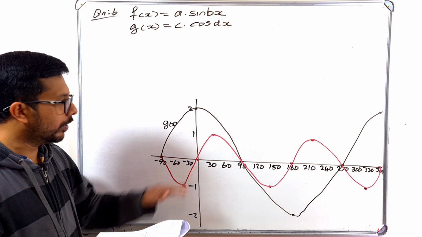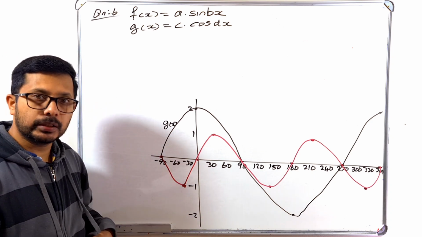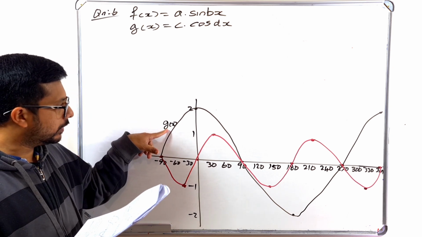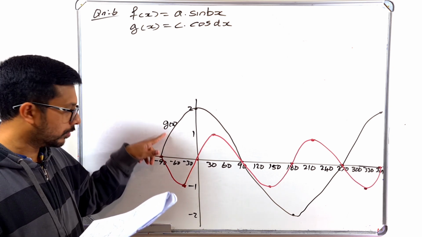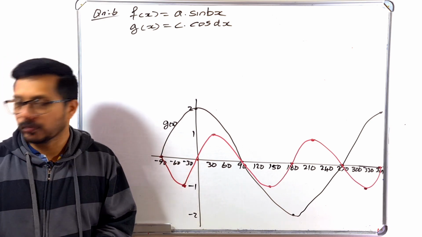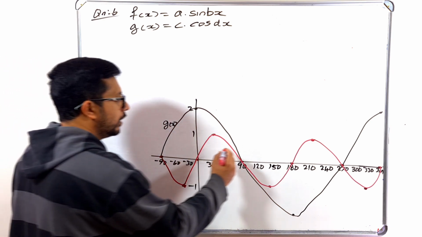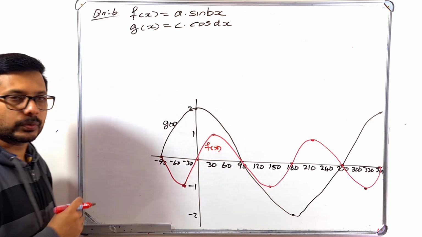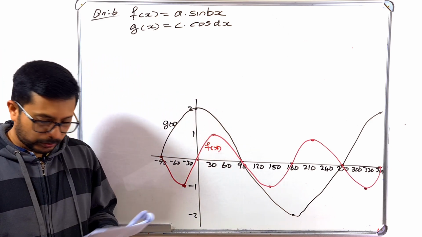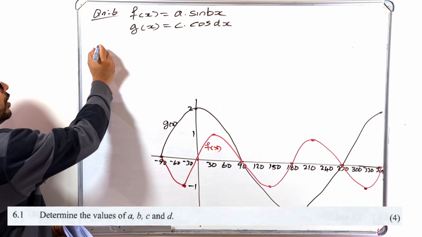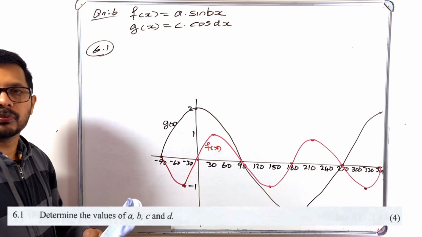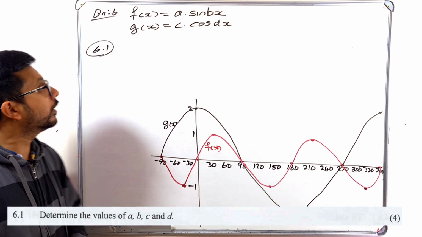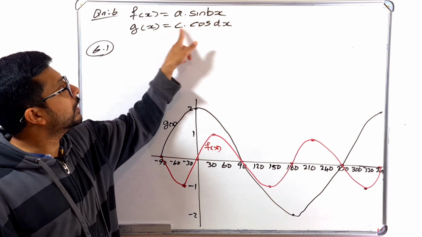Okay, so this is the given diagram. I tried to draw a rough sketch of that g of x and f of x here, okay. So you can see that it is written here g of x, so it means that the red one is f of x, the red graph, this one is f of x, and this one is g of x, okay. Now what is the first question? 6.1. Question number 6.1. You have to determine the values of A, B, C and D. So you have to find A, B, C and D.